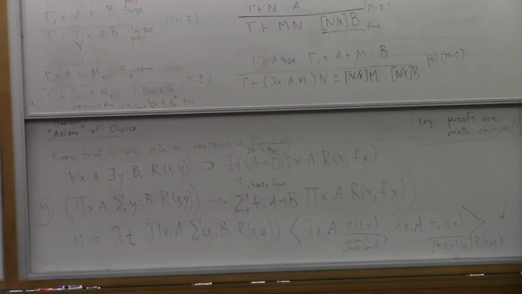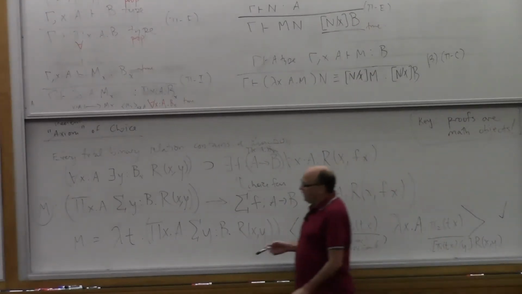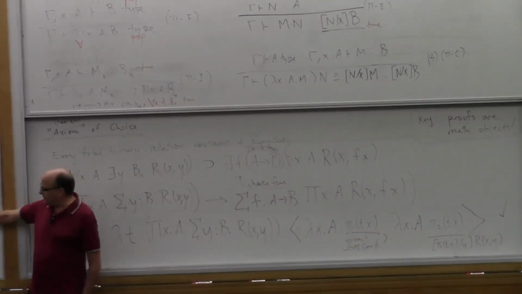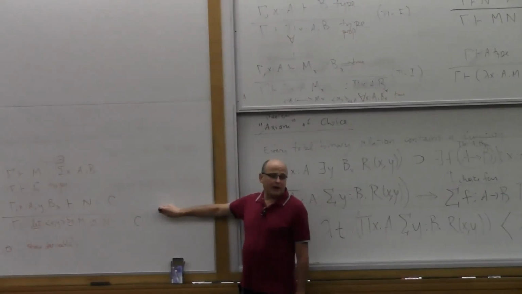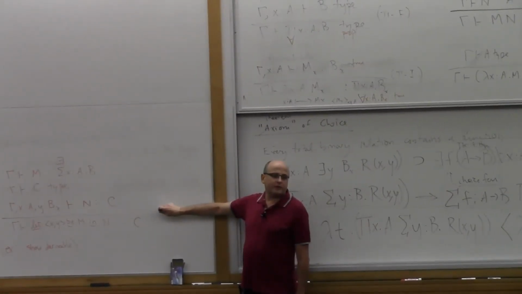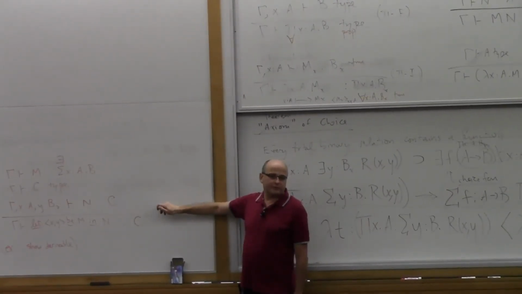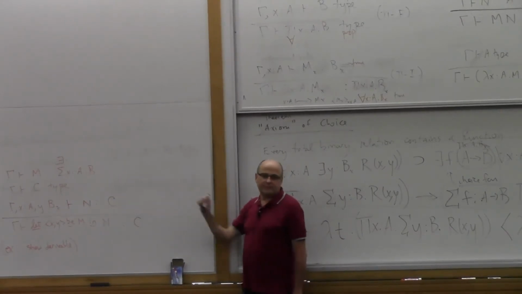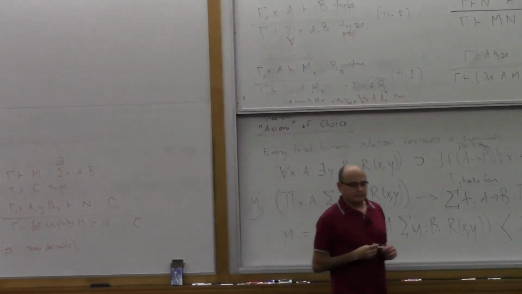Okay, so good. Another thing you might do is, if you only had this as your elimination form for sigmas, you will fail in trying to give a proof of the axiom of choice. Try to do it, okay, and see why it doesn't work.